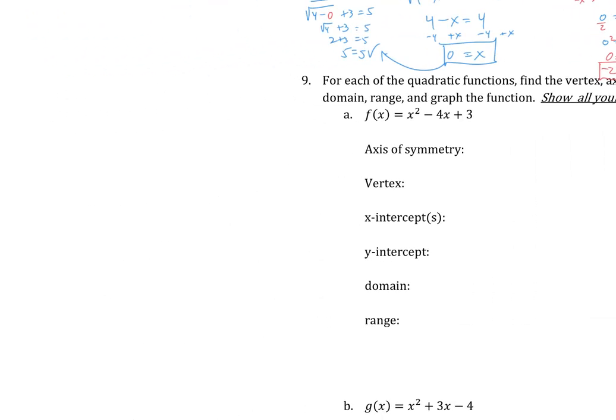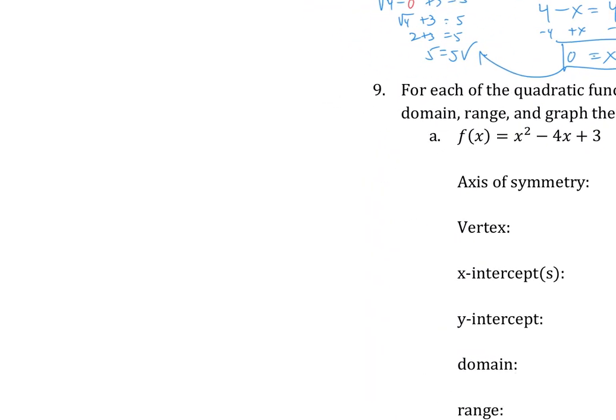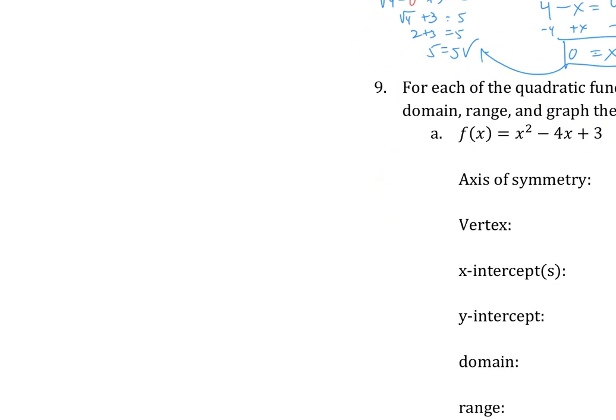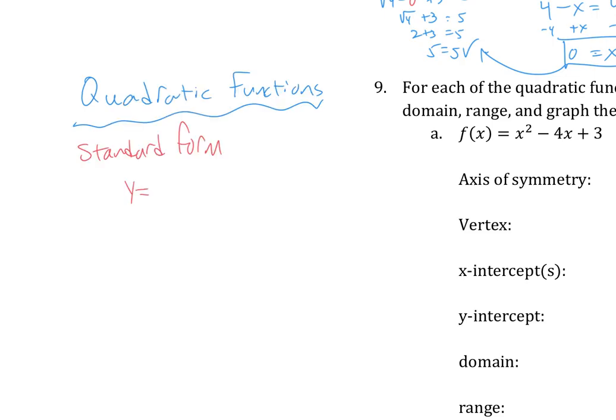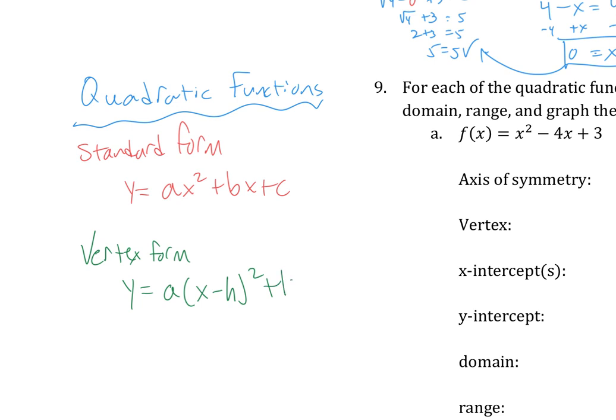We have two types of quadratic functions you need to be familiar with. We have quadratic functions in standard form, and standard form is y equals ax squared plus bx plus c. We also have quadratic functions in vertex form, and vertex form is y equals a times (x minus h) squared plus k. And these are useful for different things.